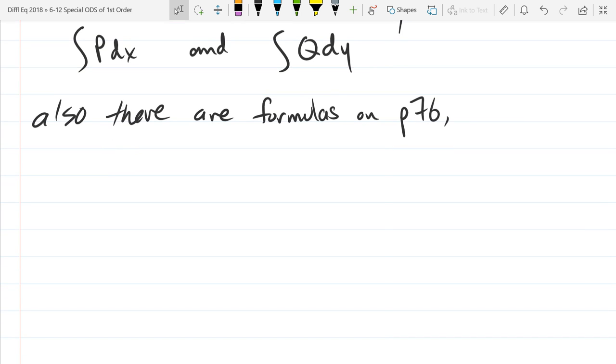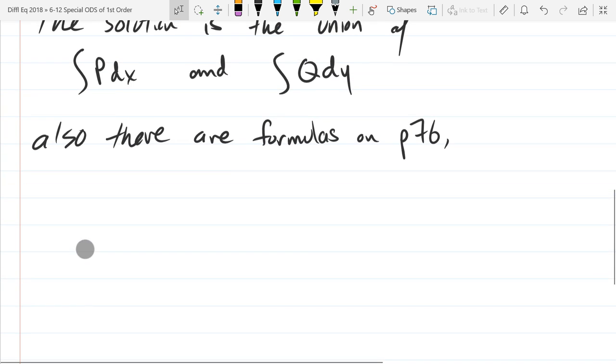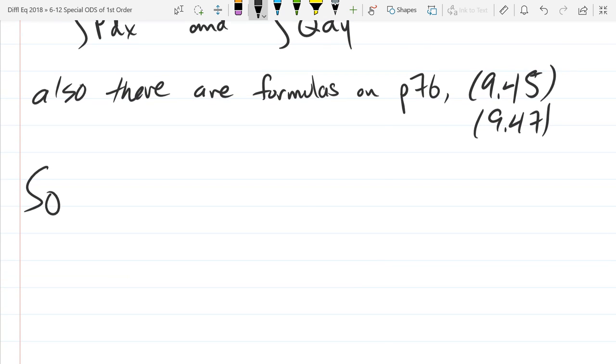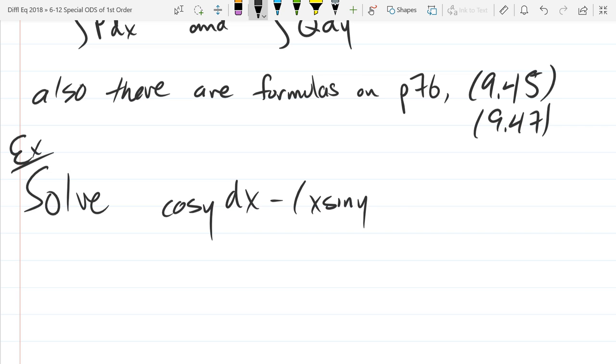So you kind of have to do enough problems so you have a feel of, oh, I see that it's linear, but maybe there's a faster way to solve it. All right, so there's formulas on page 76, labeled 9.45 and 9.47. You're more than welcome to use those. I'm just going to use intuition here instead, using that union that I wrote down. So our first example, solve cos y dx minus x sine y minus y squared dy equals 0.